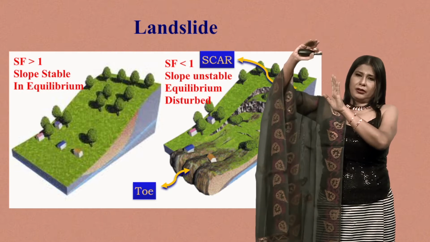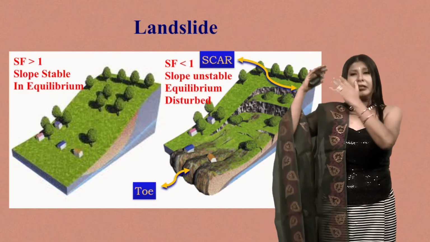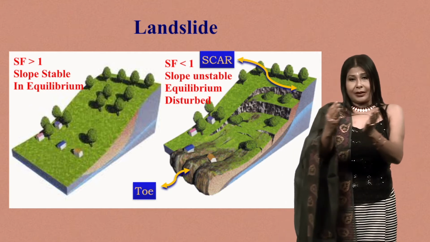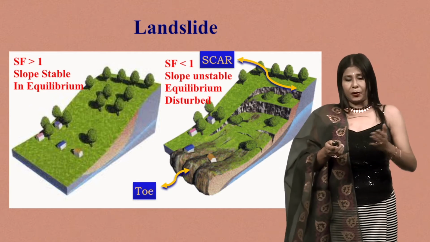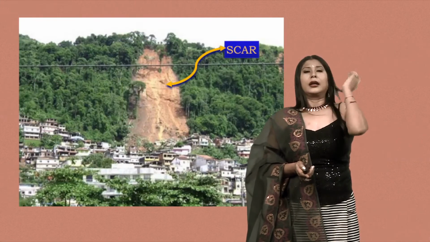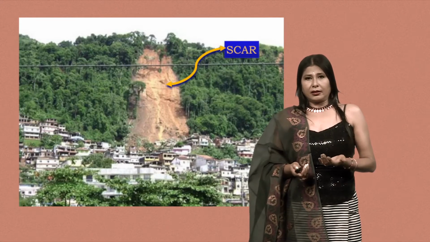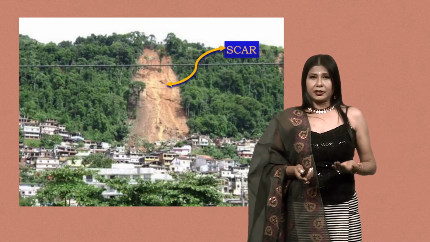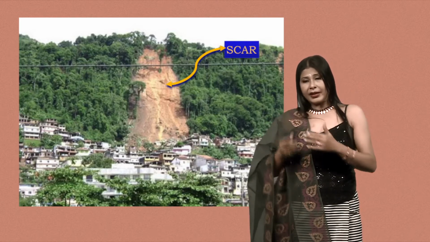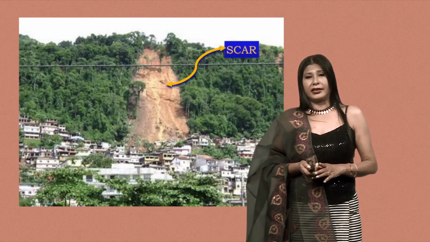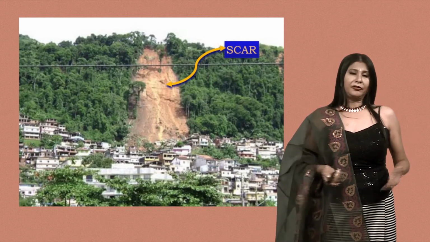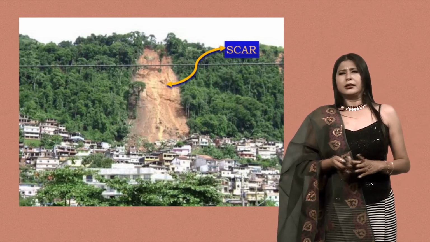The upper portion, which we can see as freshly removed rock, is called the scar, and the portion which has come at the end, protruding, is called the toe. In the forested areas, it can be very easily identified. So this is the scar, and if a settlement is there, it is very, very dangerous. And we keep getting news about it, in Malin a few years ago. This is very common.